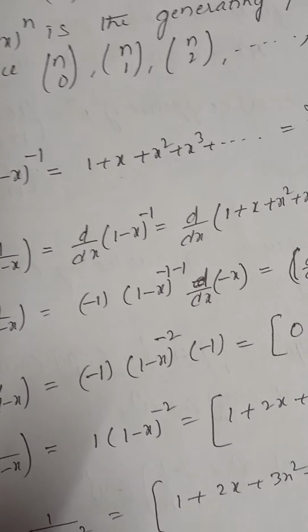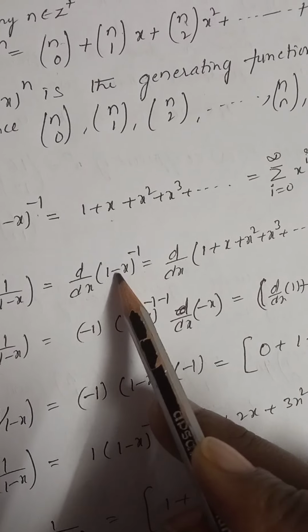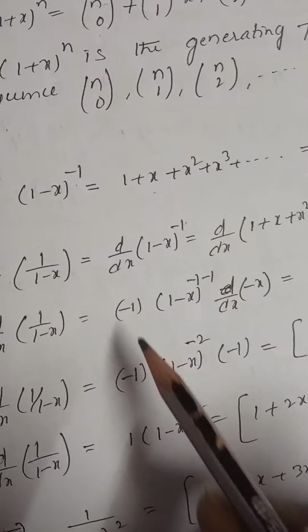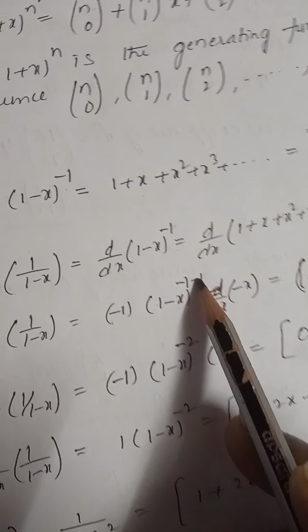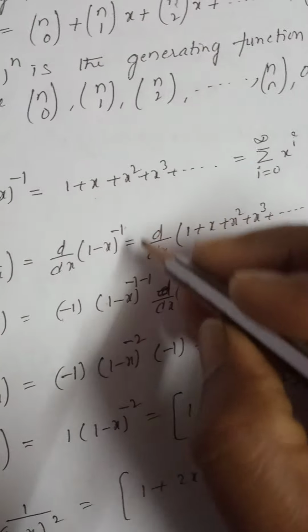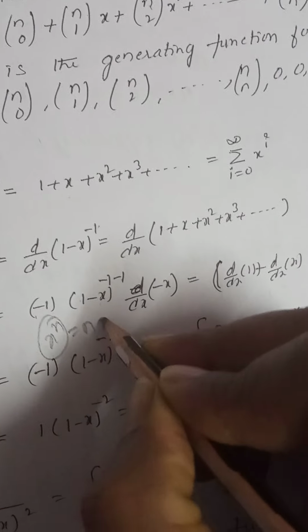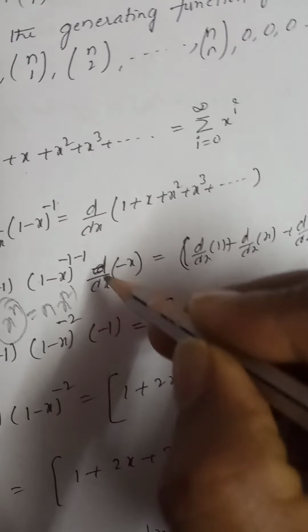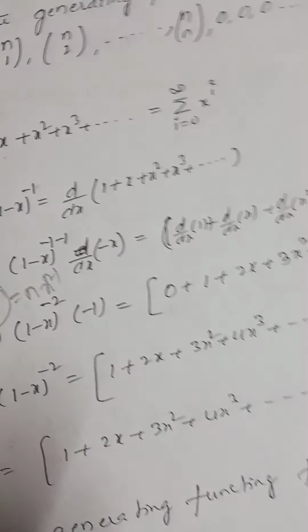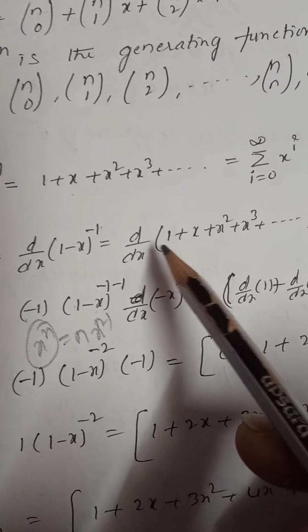Now differentiation of x power n is n into x to the power of n minus 1. We are applying the same formula. d by dx of (1 minus x) whole power minus 1 can be written as minus 1 into (1 minus x) whole to the power of minus 1 minus 1. That means differentiation of x power n can be written as n into x power n minus 1. The same formula we are applying here, into differentiation of minus x, which is minus 1. Now similarly, the right side expression also we are applying the differentiation.